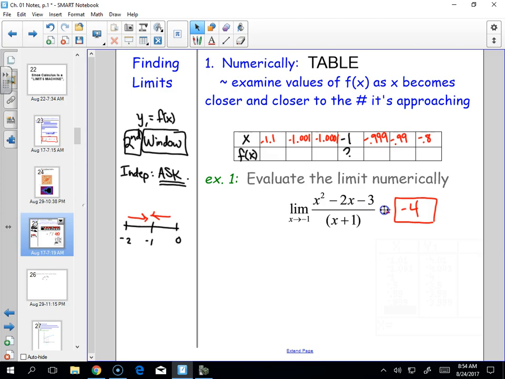Well, you can put in functions. And so at the end, x squared. So put in whatever function is in your limit. Second window. Good, you have ask.